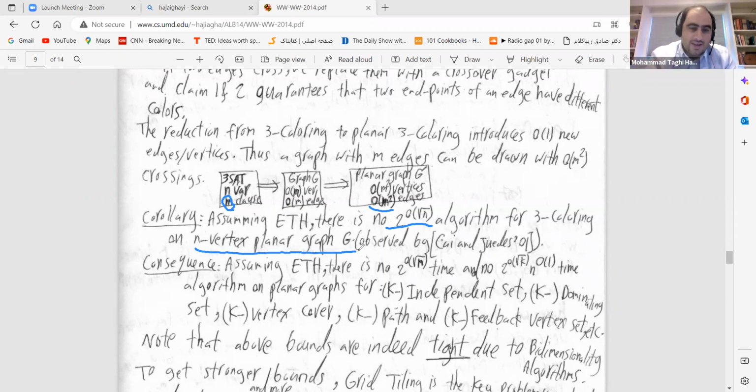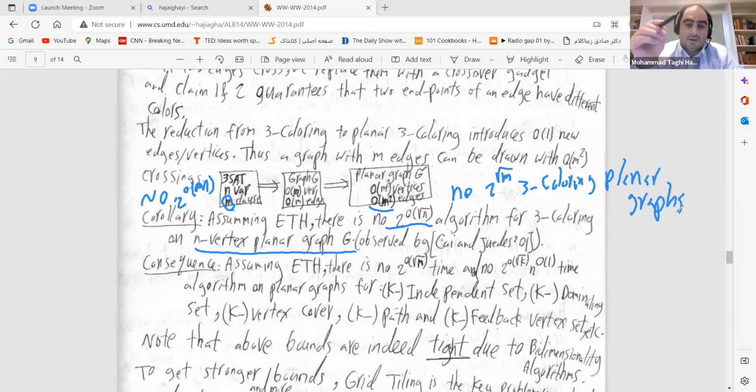So again, we knew that for 3SAT, there was no 2 to the little o of m algorithm. Because of the squaring here, it implies that there should be no 2 to the square root of m algorithm for tricoloring of planar graphs. Good. So that's the result that we get.